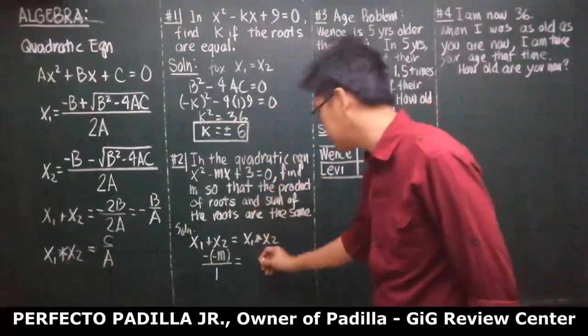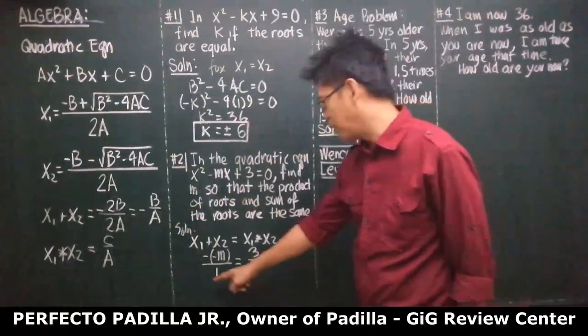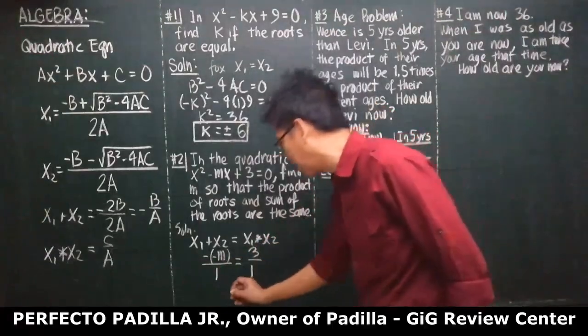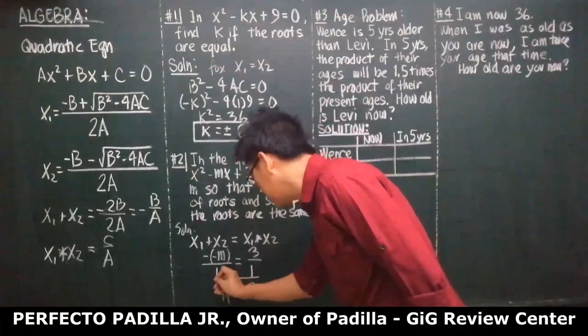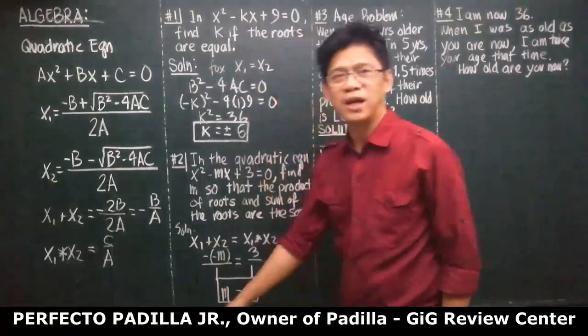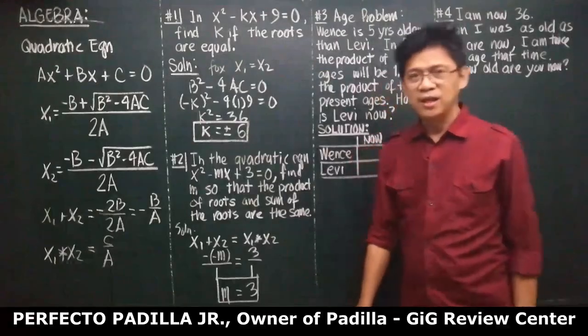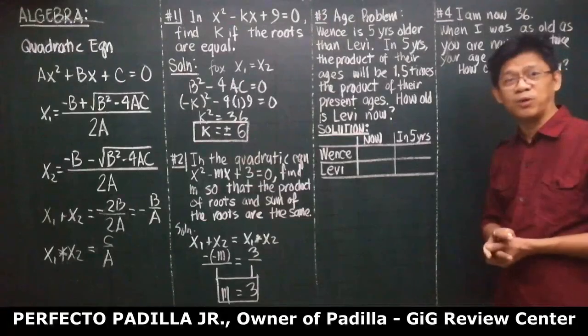Your c is 3. Your a is 1. So, 1 lang naman yan. So, minus of minus m. So, m is going to be equal to 3. This is the value of m. You follow? Maliwanag. Okay. Now, when it comes to age problem, simple lang ang principle.